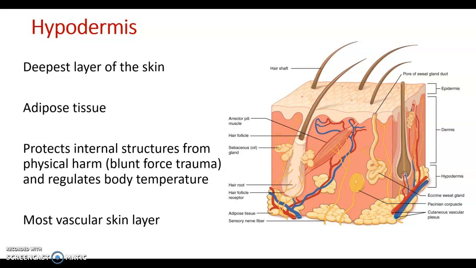This is also the most vascular layer of the skin, so the most blood vessels. So if you cut all the way through the epidermis and the dermal layer to the hypodermis, that's when you're going to be experiencing more bleeding.